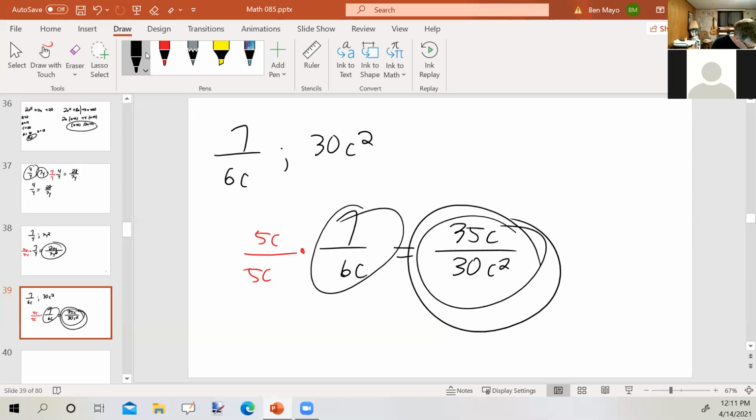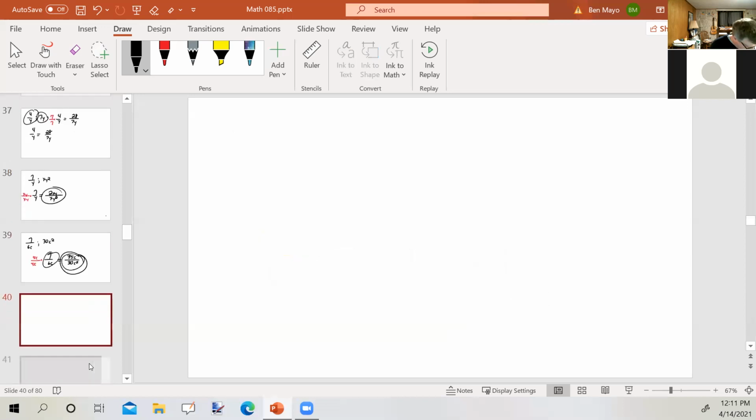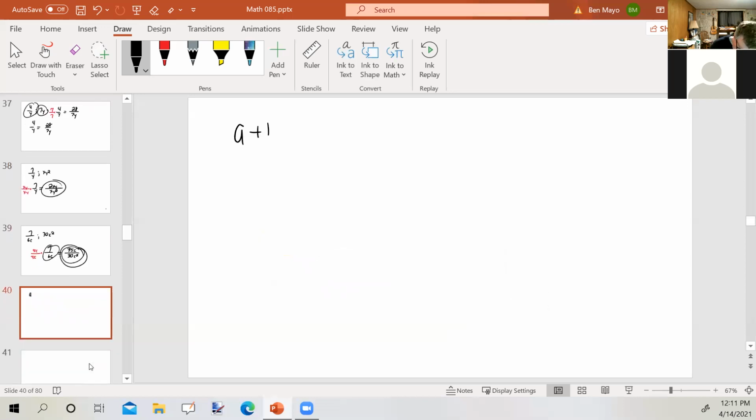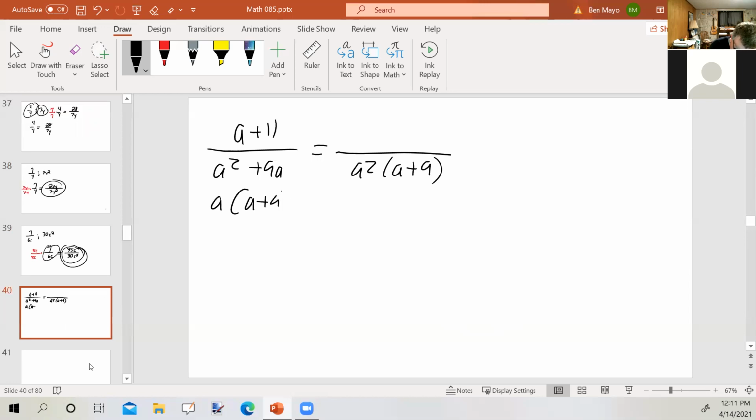let's see here. This one. A plus 11 over a squared plus 9a equals what over a squared times a plus 9. Now things aren't quite so obvious. So let's take the original denominator and factor it. What are we missing?